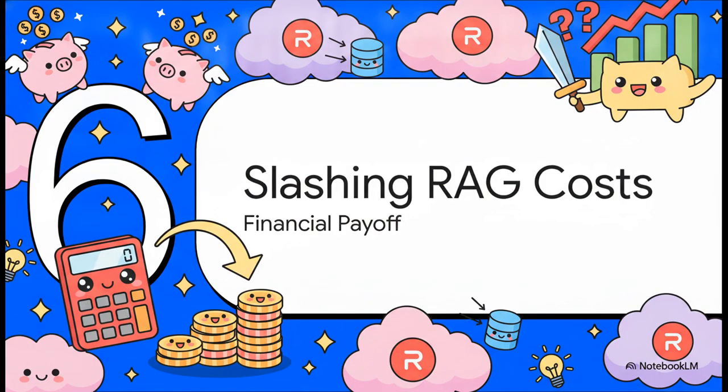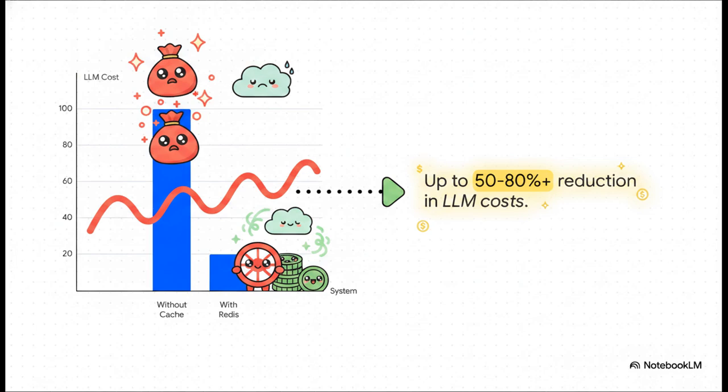Finally, part six, slashing your RAG costs. Let's get down to the bottom line, the actual financial payoff of setting this up. Look at this massive token reduction metric. That giant red bar, that's your high cost running a standard RAG pipeline without a semantic cache, sending every single query straight to the LLM. Now look at the little green bar. That's your cost with the Redis semantic cache. We're talking a typical reduction of 50 to 80%, or even more, in LLM costs. Let me be totally clear here. If you're skipping semantic caching in your AI apps today, you are actively burning your IT budget.